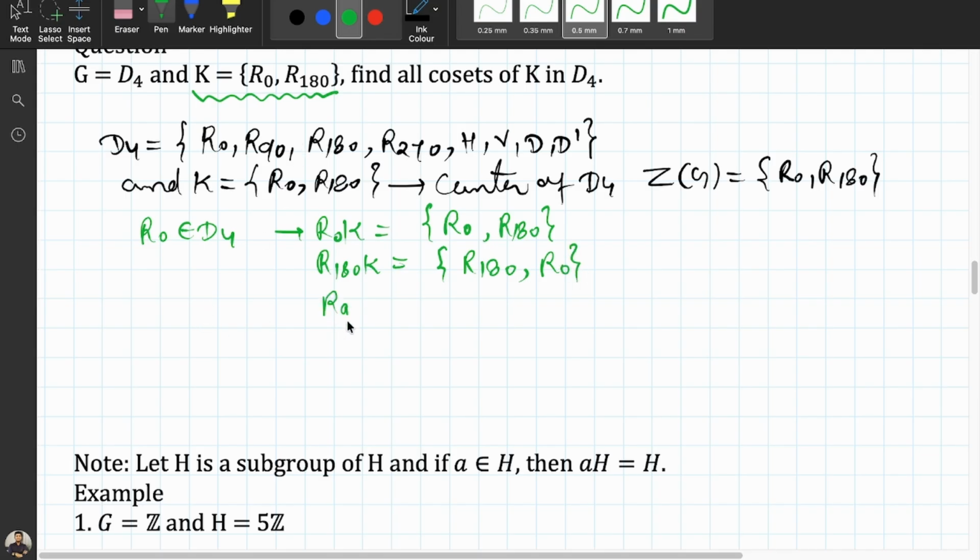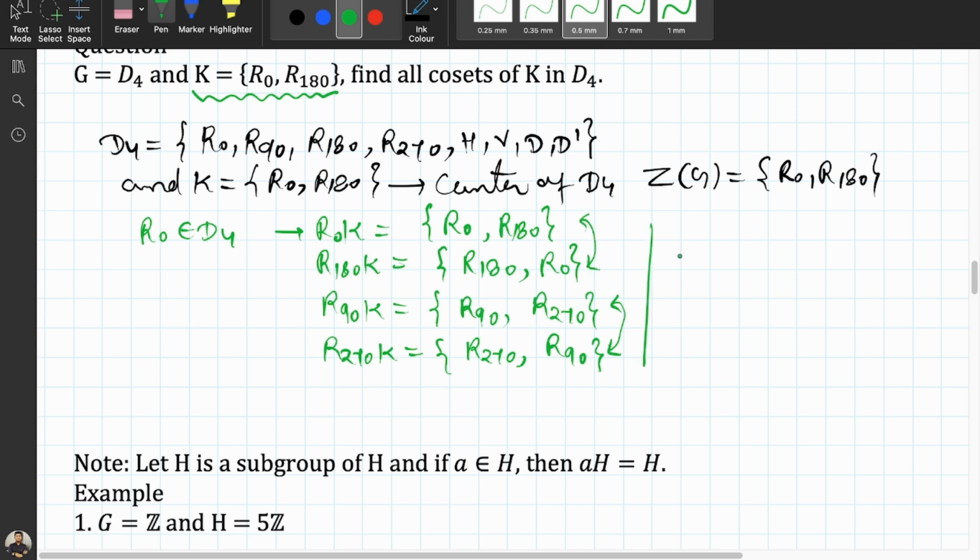Next take R90 times K. R90 with R0 is R90, and R90 with R180 is R270. Then R270 times K is first R270, and R270 with R180 is going to be R90. And these both are equal. Now I'll take H times K.